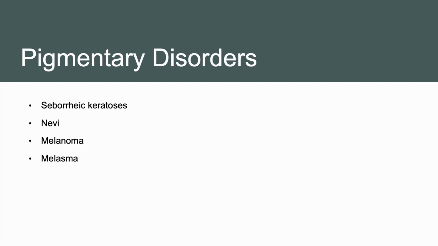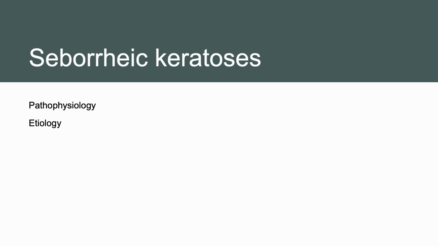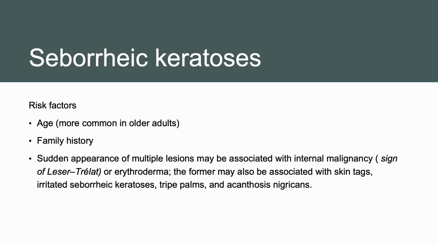First, we will talk about some pigmentary disorders. Seborrheic keratoses are benign epidermal tumors that originate from keratinocytes. The exact cause is unknown, but genetic factors and aging are implicated. Seborrheic keratoses are more common in older adults, but still happen a lot in people over the age of 30.